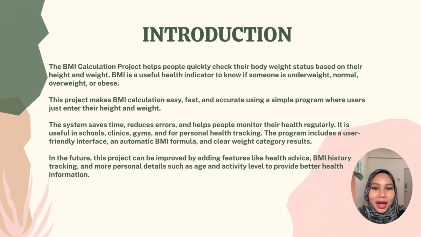Introduction. The BMI calculation project helps people quickly check their body weight status based on their height and weight. BMI is a useful health indicator to know if someone is underweight, normal, overweight, or obese. This project makes BMI calculation easy, fast, and accurate using a simple program where users just enter their height and weight. The system saves time, reduces errors, and helps people monitor their health regularly. It is useful in schools, clinics, gyms, and for personal health tracking.